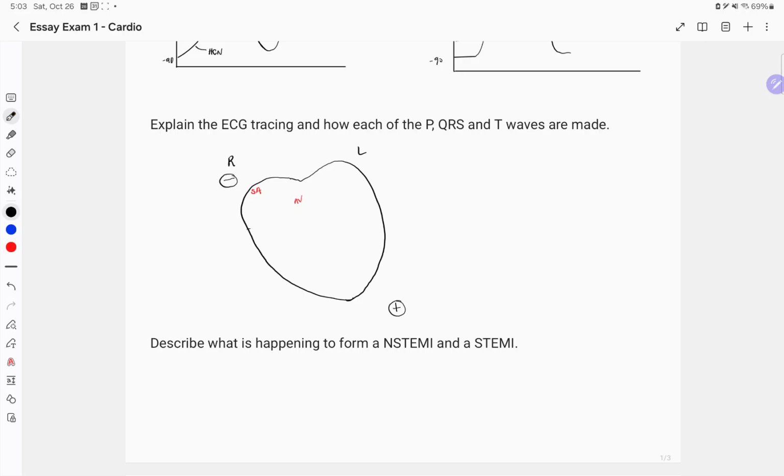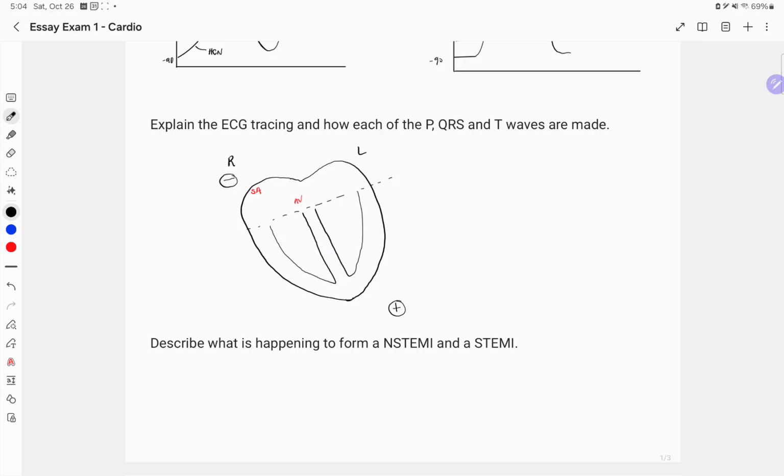Okay, so here's our ventricles, our atriums up here, and then we have our ventricles, right? So I'm going to draw this intraventricular septum forming the right ventricle, and then this is going to be forming the left ventricle.